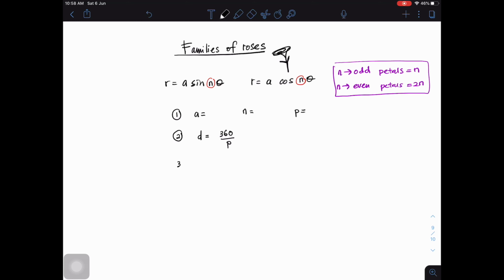The third one, you need to know the position of the first petal. And to know the position of the first petal, you need to let your r equal to a. If you see here, we have the equation in terms of r equal to a sine n theta. Therefore, to know the position of our first petal, we need to let this r equal to a. Let's see one example.